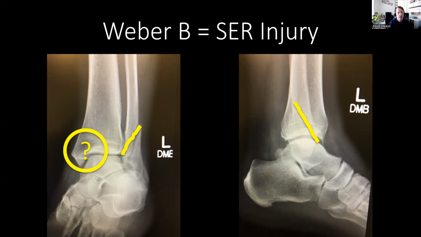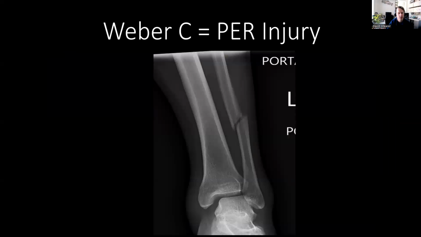The challenge with Weber B fractures or supination external rotation injuries is understanding whether the medial side is injured or not, which we'll talk a bit more about later. Weber C fractures are a high fibular fracture and are associated with, in this case, pronation external rotation, given the fact that the fracture is more simple and spiraling. This we would consider external rotation rather than pronation abduction. But just remember that both pronation abduction and pronation external rotation will result in these high fibular fractures.